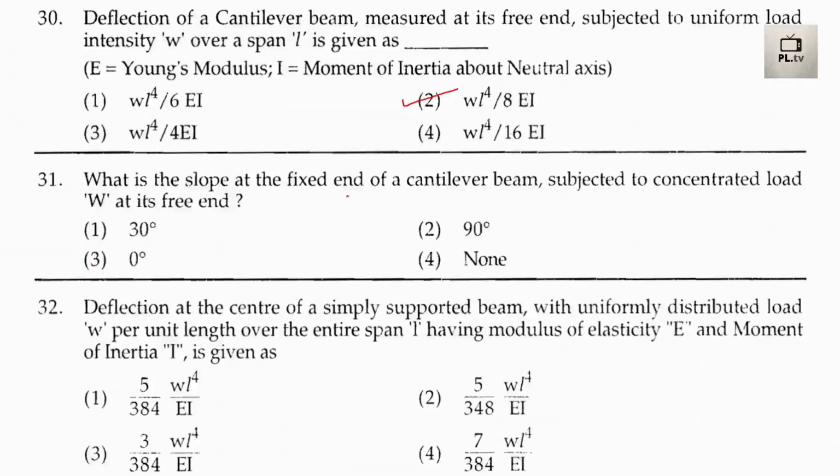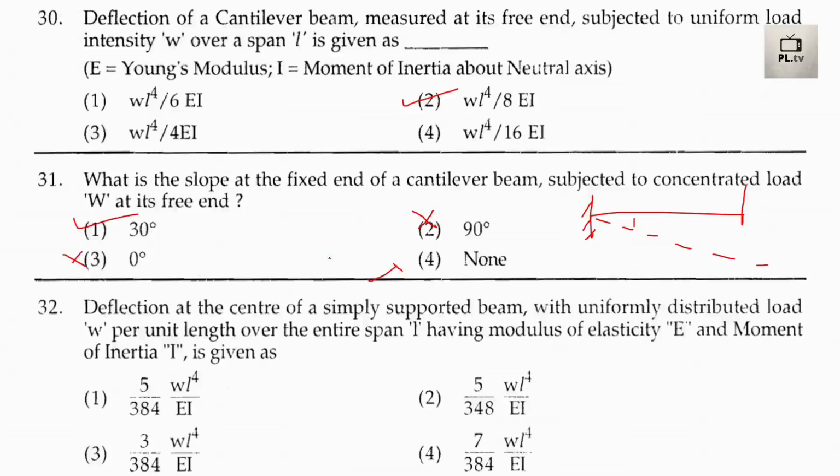What is the slope at the fixed end of a cantilever beam, subject to a concentrated load W at its free end? If we take a cantilever beam, and the load is here, then the deflection will be like this, and we don't know the angle between the initial position and final position, but we can say that this angle is less than 90, so 90 will be neglected. Of course 0 will not be, and none will not be, so the correct option is 30.